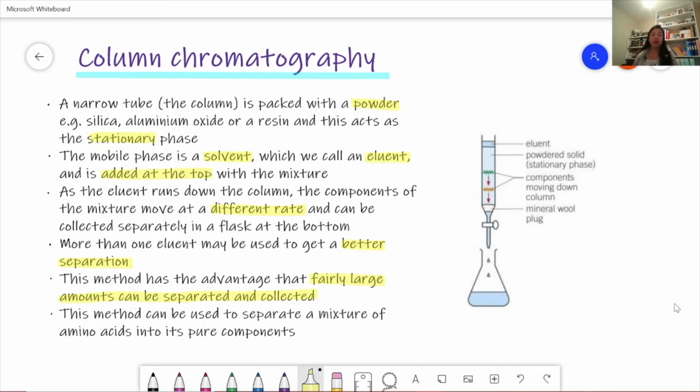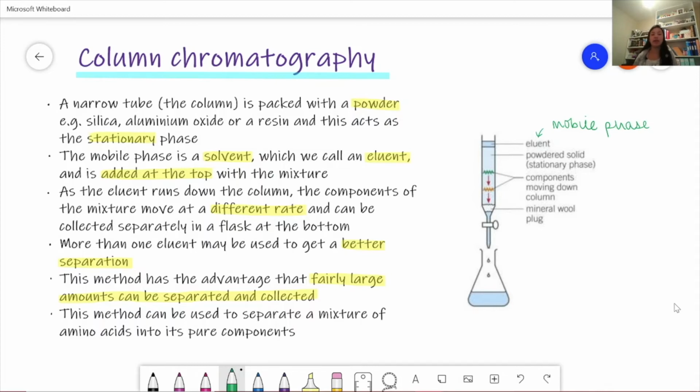So on the right, we have a diagram of what it would look like. So we have the column and we have the eluent at the top, and in the column we have packed this powdered solid, which is the stationary phase. And so we have to label this eluent the mobile phase because that's what's carrying the components along. And so what we have is the components moving down the column at different rates. And so that means that we can collect some components at different times.